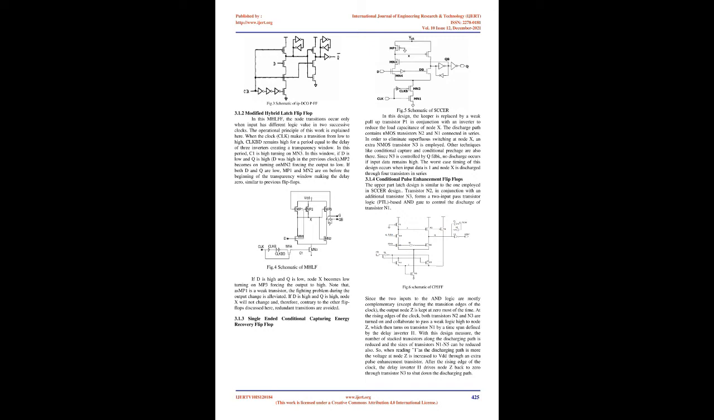3.1.3 Single-ended conditional capturing energy recovery flip-flop. In this design, the keeper is replaced by a weak pull-up transistor P1 in conjunction with an inverter to reduce the load capacitance of node X. The discharge path contains NMOS transistors N2 and N1 connected in series. In order to eliminate superfluous switching at node X, an extra NMOS transistor N3 is employed.